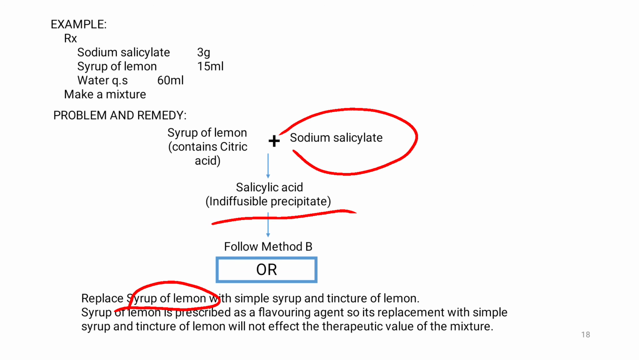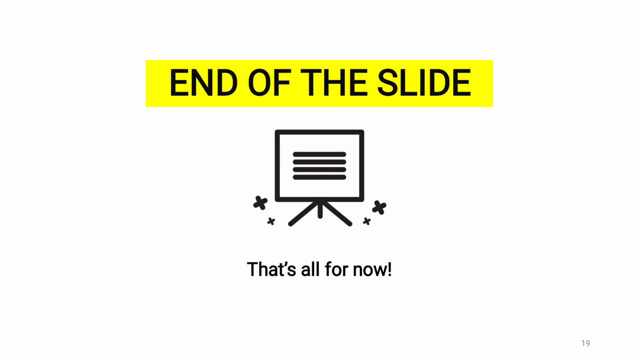Okay, that's all about the two types of chemical incompatibilities. The other three types we can discuss in the next class. That's all.